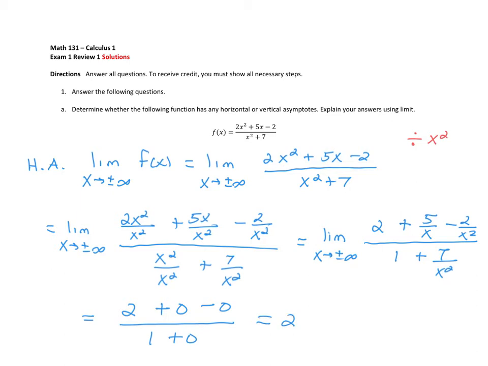Again, the reason for this was these three terms each go to 0, as x goes to either positive or minus infinity. And this means that y equals 2 is, in fact, the horizontal asymptote.